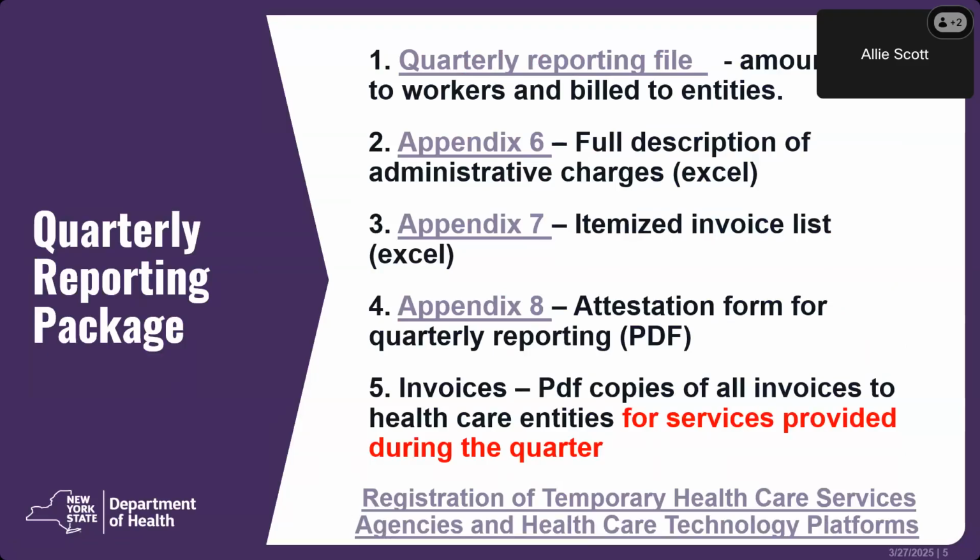So regarding the reporting requirements, the quarterly report is comprised of 5 separate parts. You have the quarterly reporting file, you have appendices 6, 7, and 8, and PDF copies of your invoices. The focus of this webinar will be on the tabs within the quarterly reporting file. If you have any questions regarding the appendices or invoices that you need to submit, I suggest that you refer to our website and visit the FAQs section to learn more information. The link is provided on this slide below, and we also have additional links at the end of the presentation that you can use.